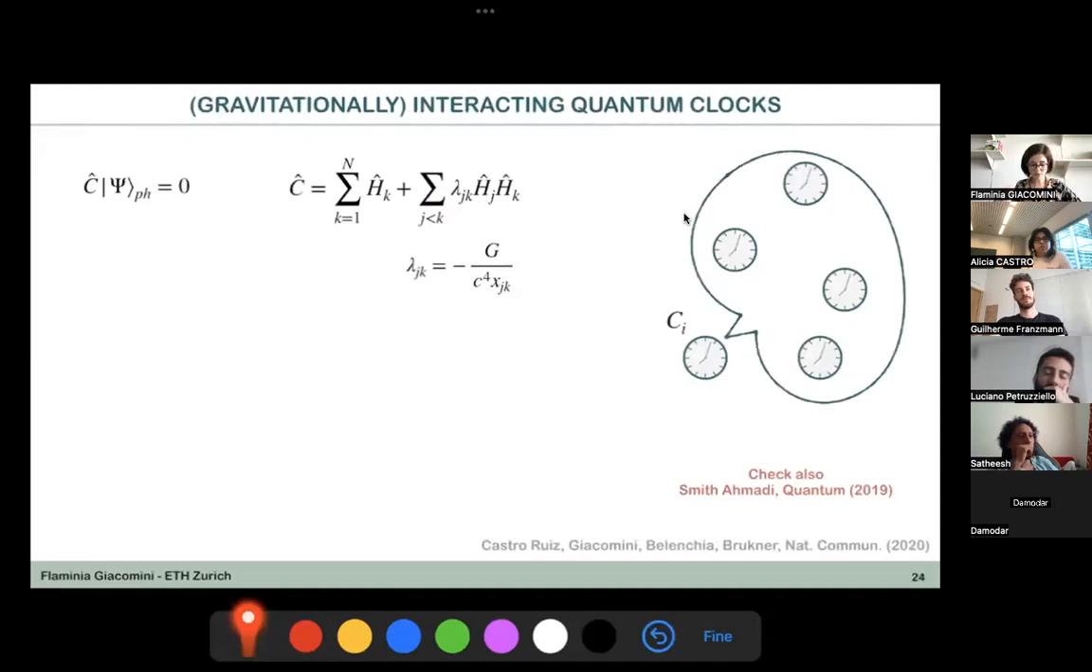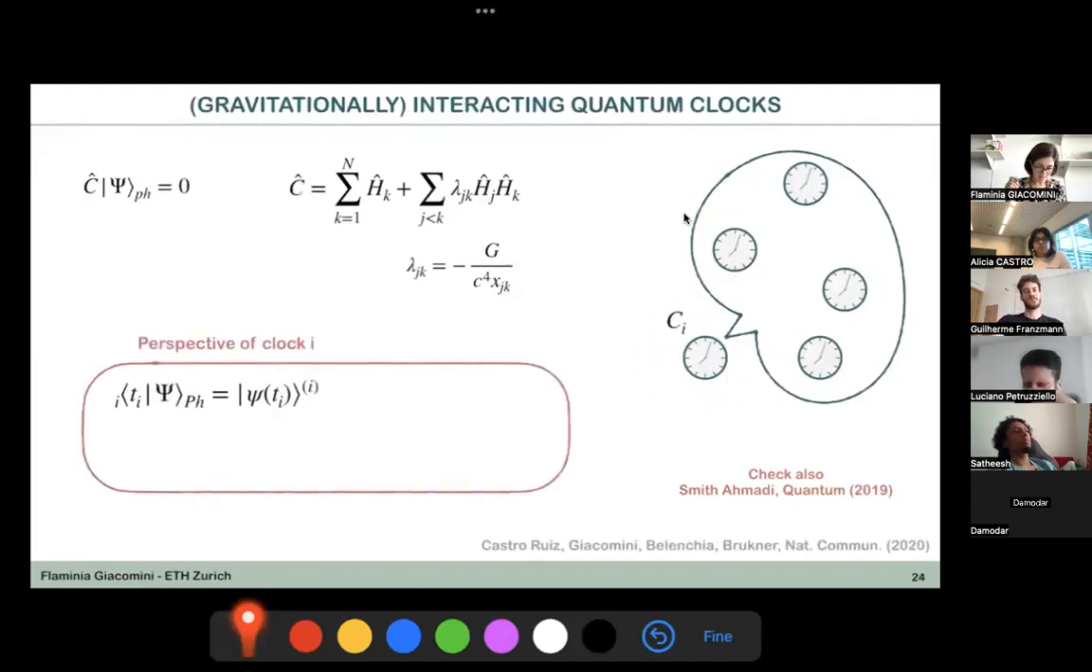And then what I want to do is take the perspective of one of these clocks, say clock I. So I want to describe the state of all these clocks from the perspective of the I clock. And I do that exactly in the same way I was doing in the original Page and Wootters. I just take the sandwich of the physical state with the state Ti of clock I, and I will get the state of all the other clocks as seen from clock I at time Ti.